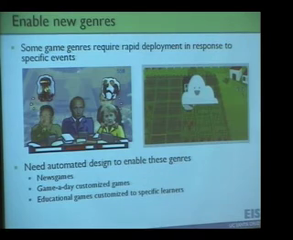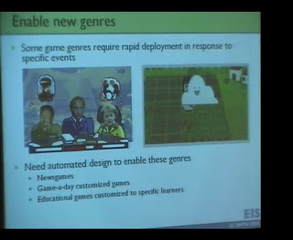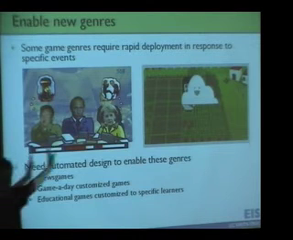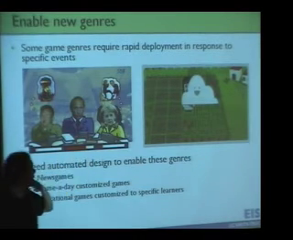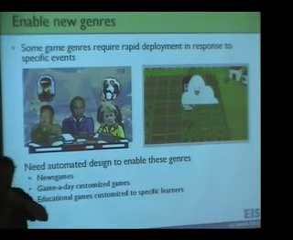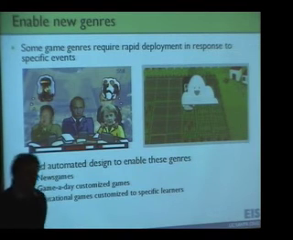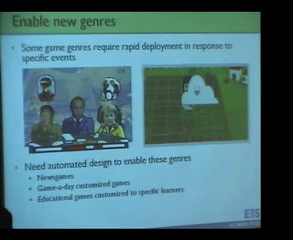A third is enabling new genres. There are certain game genres out there that really require rapid deployment in response to specific events. These are two examples of news games, which, as I'm sure most of you know, is a very small but emerging genre of games that are the game equivalent of editorial cartoons. They're rapidly deployed games that comment on specific news events.